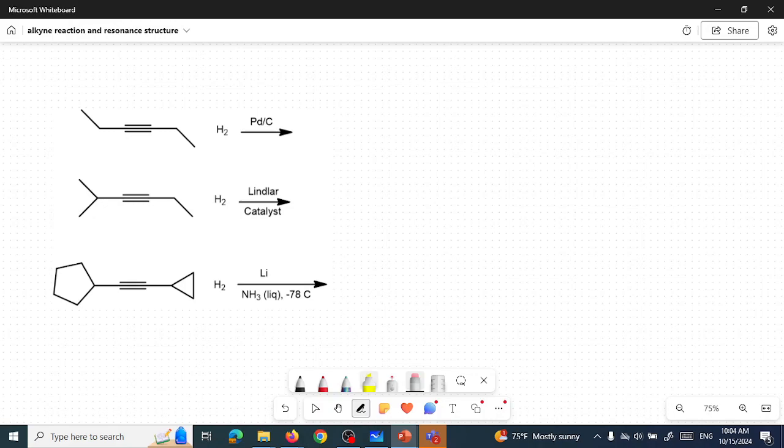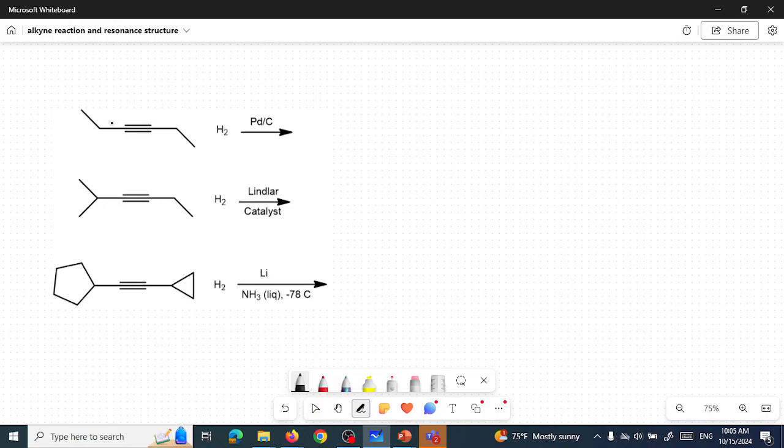Now you can pause the video here, see if you can draw the product out. Only the product, not the reaction mechanism for each one of these reactions. So the first one is the triple bond with addition of hydrogens. The first one is palladium on carbon catalyst. So we know that the first one is going to result in a completely saturated alkane.